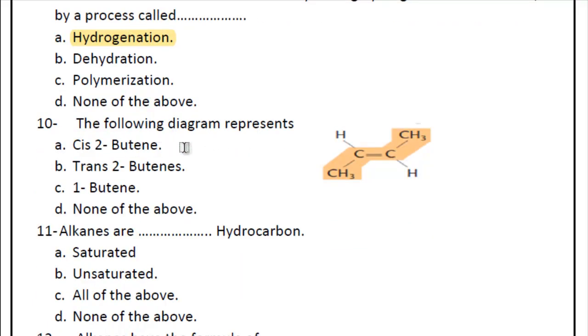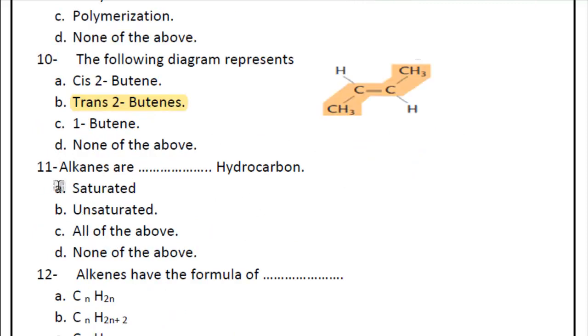Number 10, the following diagram represents: 1, 2, 3, 4, this is butane, and because we have a double bond here it is butene. This will be trans-2-butene because the two methyl groups are in different directions.